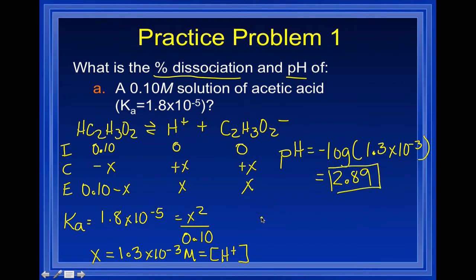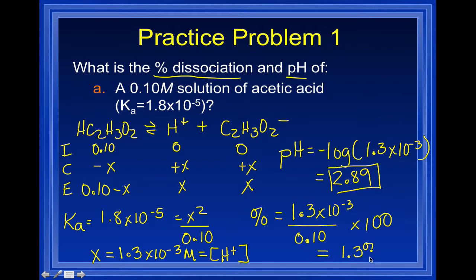The other thing they wanted us to do was figure out the percent dissociation. And remember, when we do percent dissociation, we take the value of X, however much dissociated, and we divide it by the original concentration and then multiply by 100. So when I do that, I'm going to get a percent dissociation of 1.3%.